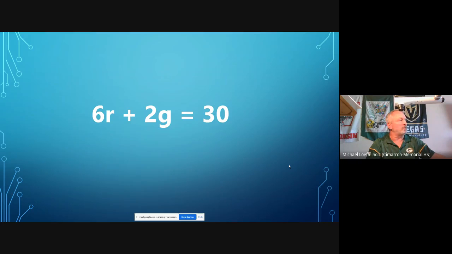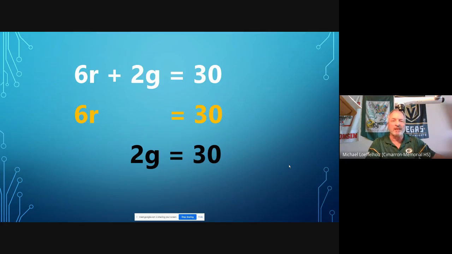Now, if we want to find those 2 endpoints, it's going to look something like this. If I want to know the number of rides I can do if I do 0 games, all I need is 6R equals 30. I basically just eliminate the 2G, because G equals 0, and 0 times 2 is just 0, so I don't need to put a plus 0 in here. So 6R equals 30. That gives me the intercept on the rides axis. Whichever way I line up my graph, whichever axis has rides, this is where it's going to cross. Then we found that 6 times 5 makes 30, so R equals 5 is our intercept.